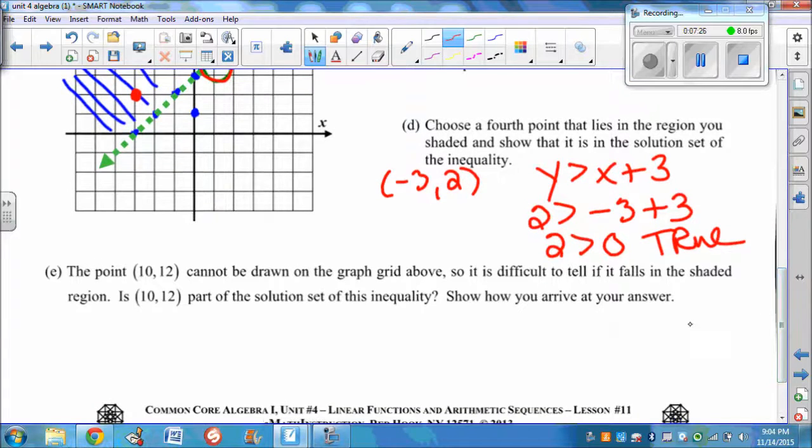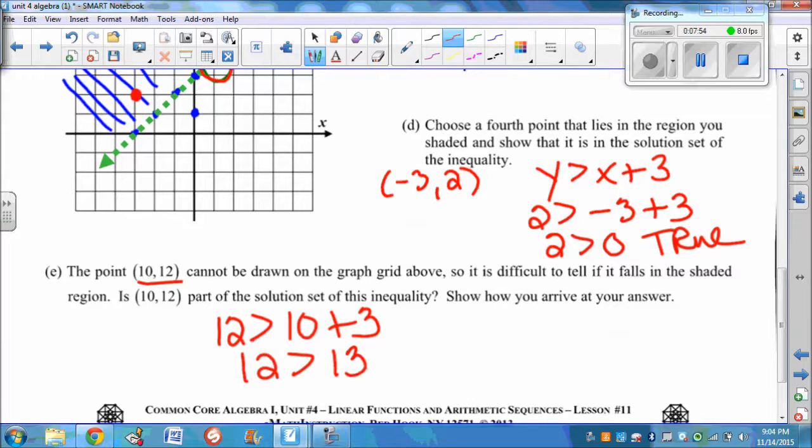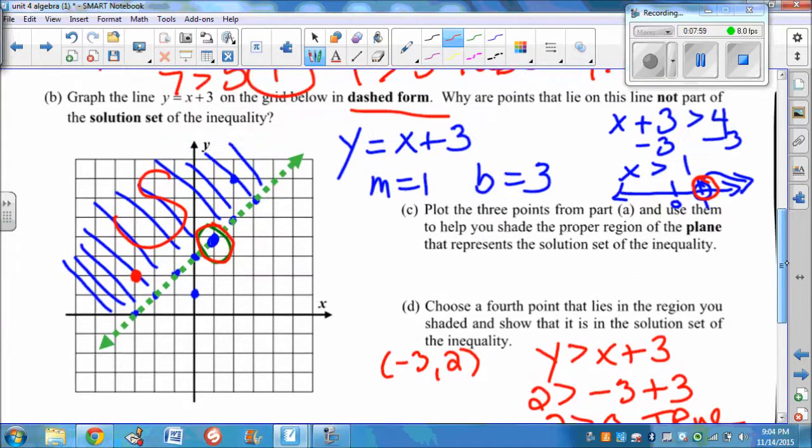So the point (10, 12) cannot be drawn on the grid above, so it's difficult to tell if it falls in the shaded region. Is (10, 12) part of the solution set to this inequality? Show how you arrived at your solution. So if we can't see (10, 12) on that particular graph, do the same thing. Check it algebraically. Is 12 greater than 10 plus 3? Is 12 greater than 13? Well, that is false. So (10, 12) would not fall in that shaded region.